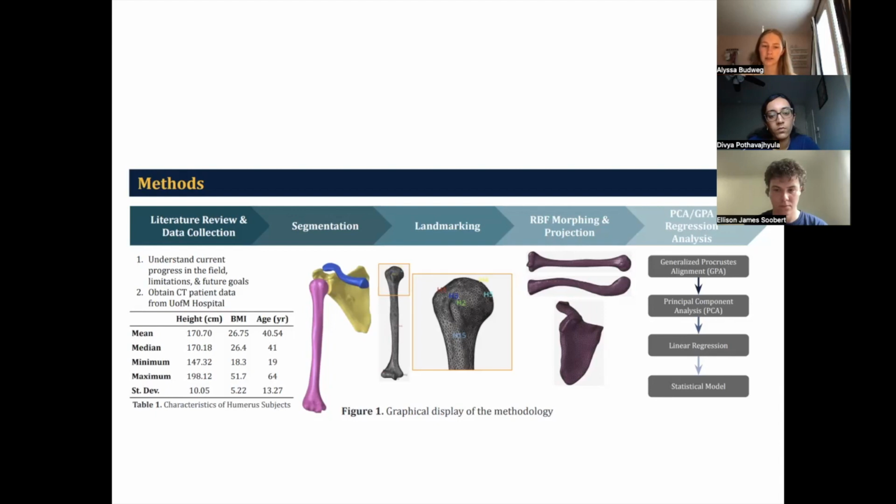Next, we landmark our segmented results. Landmarking allows us to turn our segmentations into scalable quantities to analyze and standardize. We place 21 landmarks on each humerus, 26 on each clavicle, and 24 on each scapula. This totals almost 2,000 landmarks placed this summer on the humerus subjects.